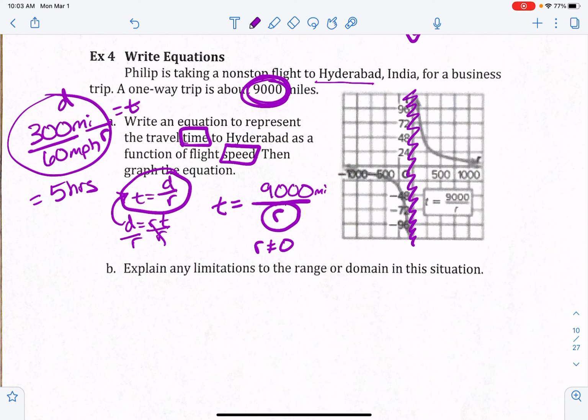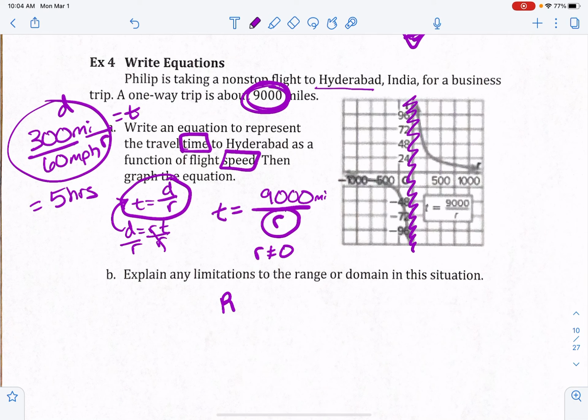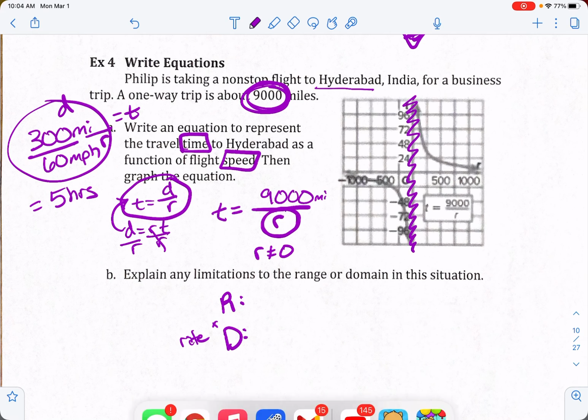And then part B says, explain any other limitations to the range or the domain in this situation. Most of the time we just have a horizontal asymptote and a vertical asymptote to deal with. But since this is a story problem, let's talk about range and let's talk about domain. Okay, the domain is the x's, and our x's in this case we labeled as the rate, okay? And, or the speed, I guess.